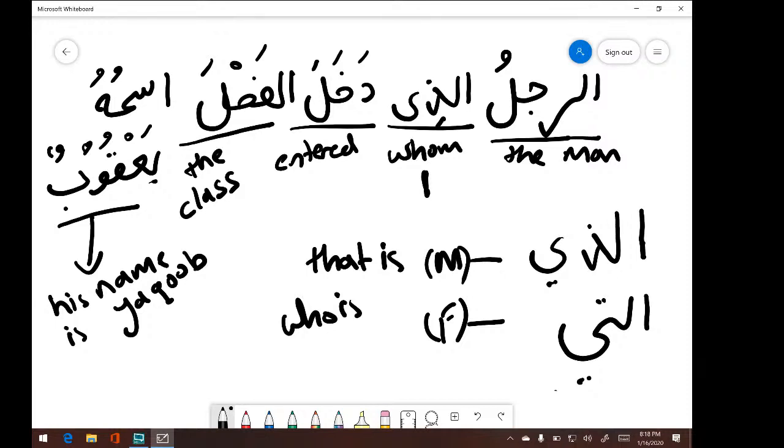Al-Baqarah too, right? Baqarah is feminine. So الذي or التي? التي, because feminine, right? البقرة التي في الحقل, the cow that is in the field. So we understand how الذي and التي work, right?